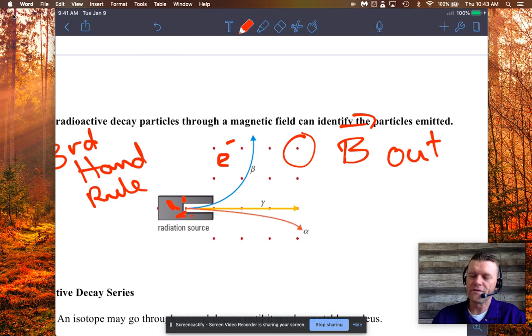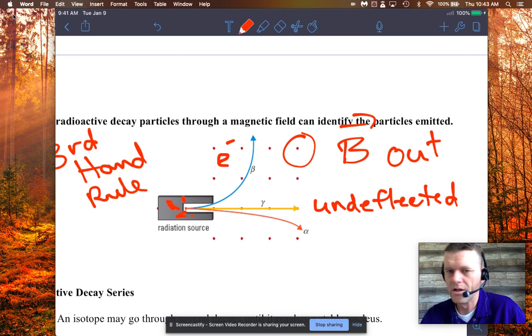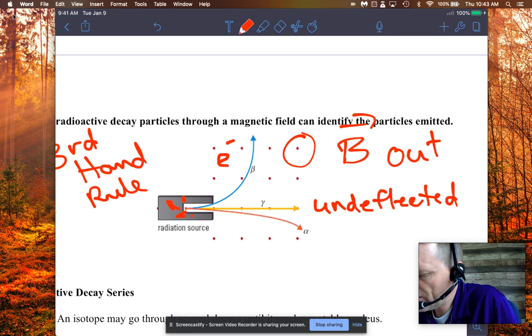What's really important to note is that gamma photons do not have a charge, so they are undeflected in a magnetic field. They don't do anything. In fact, you can't even really see evidence that they're there in most cases because they don't do anything in a magnetic field. The alpha particle is positive, and look at that. Using your right hand, because it's a positively charged particle, your thumb points in the direction that the alpha particle is moving, your fingers point out of the page, and your palm pushes down. So this would be the direction that an alpha particle would move.